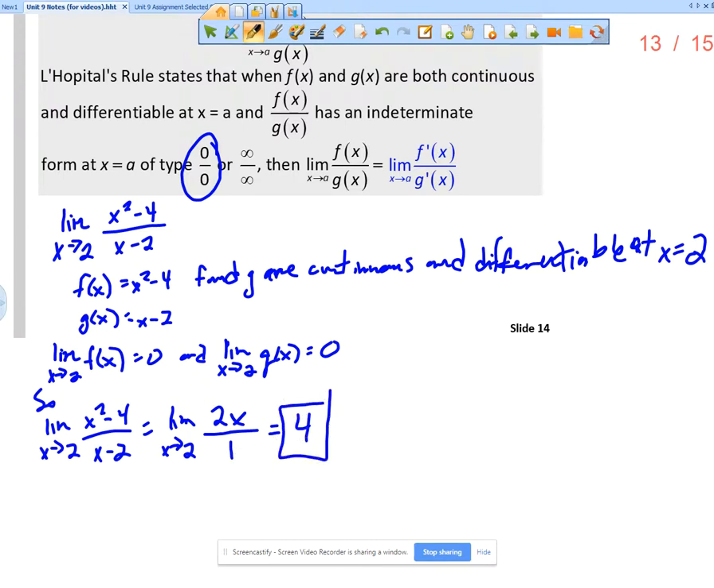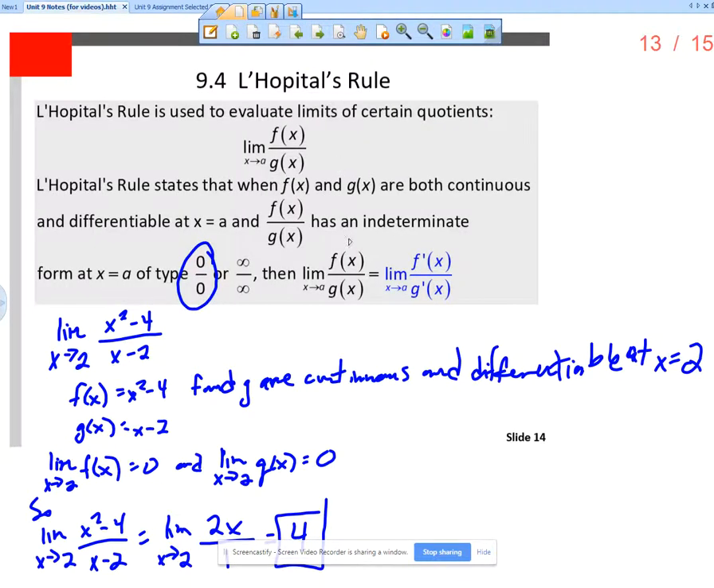Now, we could have done this in the past just by factoring and reducing, using that old strategy. That still works, but there are some limits that could not work that way. We would have to do them this way. So let's go ahead and take a look at some more examples.